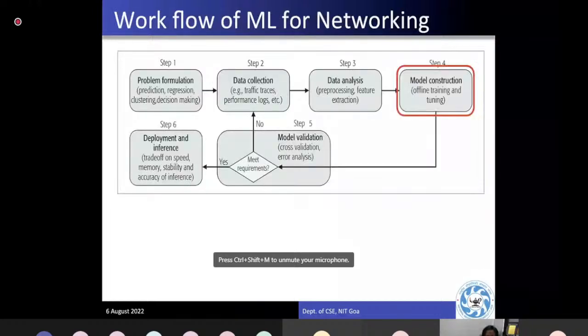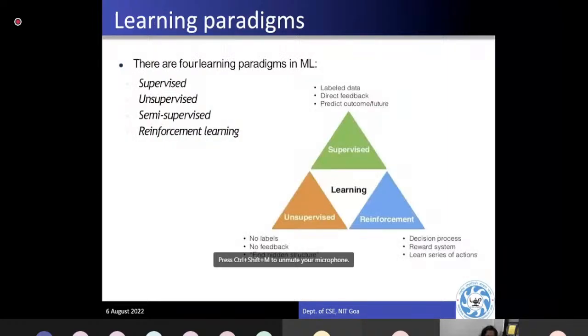The fourth step is model construction. Now we have the data, and we have selected the three features we are going to pick up. Now we do the training and testing of the model here. For that we have several methods, and this is a very well known picture; I believe everybody knows these techniques.